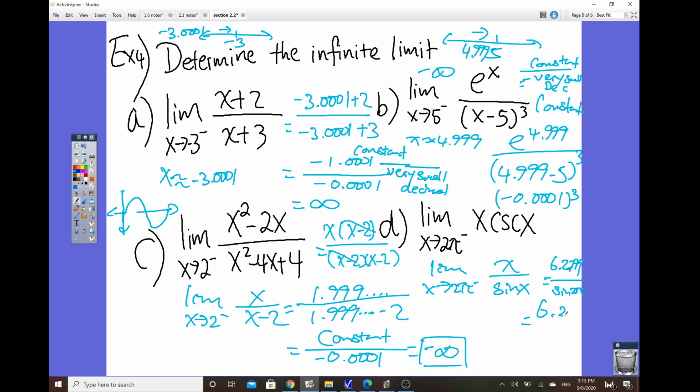So 6.2799999, a constant, over a very small negative number, 0.000001. Again, it's coming from the left. So once you divide it, what is that? It's a constant over a very small negative number. So eventually it's going to be negative infinity.